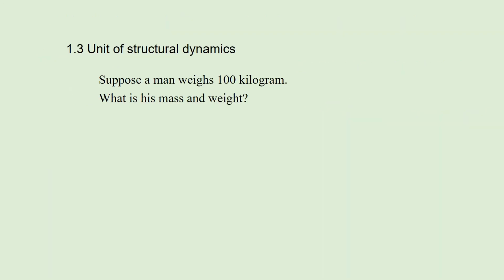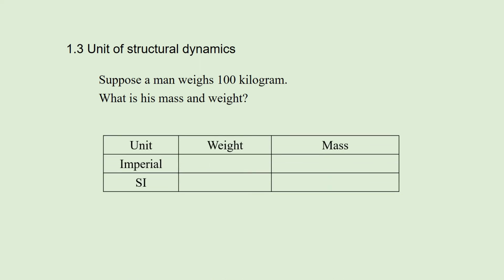1.3 Unit of structural dynamics, which you sometimes confuse. Suppose a man weighs 100 kg. What is the mass and weight? There are two unit systems, imperial unit and SI unit. Imperial unit is an old system, and this man's weight is 100 kgF, and his mass is 10.8 kgF square second per meter. The gravity acceleration g is 9.8 meter per square second, and the weight F is the mass m multiplied by g, F equals mg.